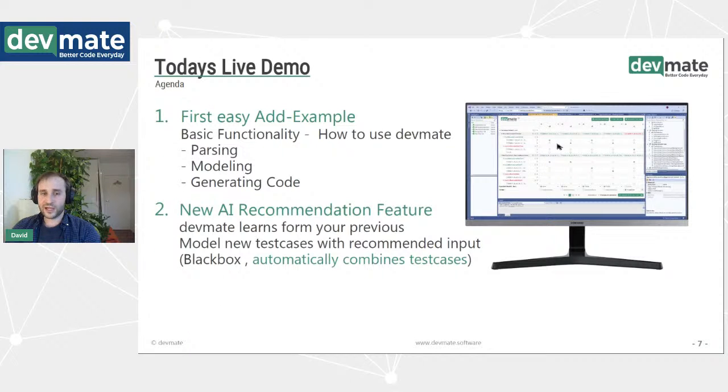In today's example, I would first like to give you a really simple example, an add example, to show you the basic functionalities of devmate: how devmate is used, how you parse, model, and generate code. And in the second example, I will show you our brand new AI feature. This is going to be very awesome. devmate is going to learn from every test case you model and every test code you generate, and is learning your testing habits and testing behavior, and recommends valid and useful input data, which also increases your testing speed and reduces your work dramatically.